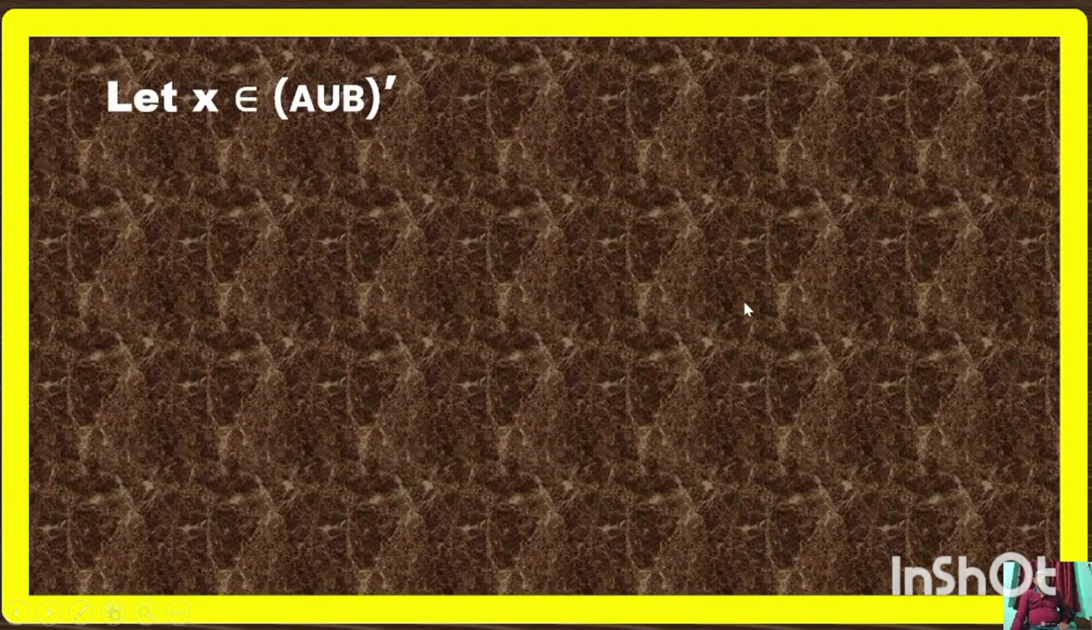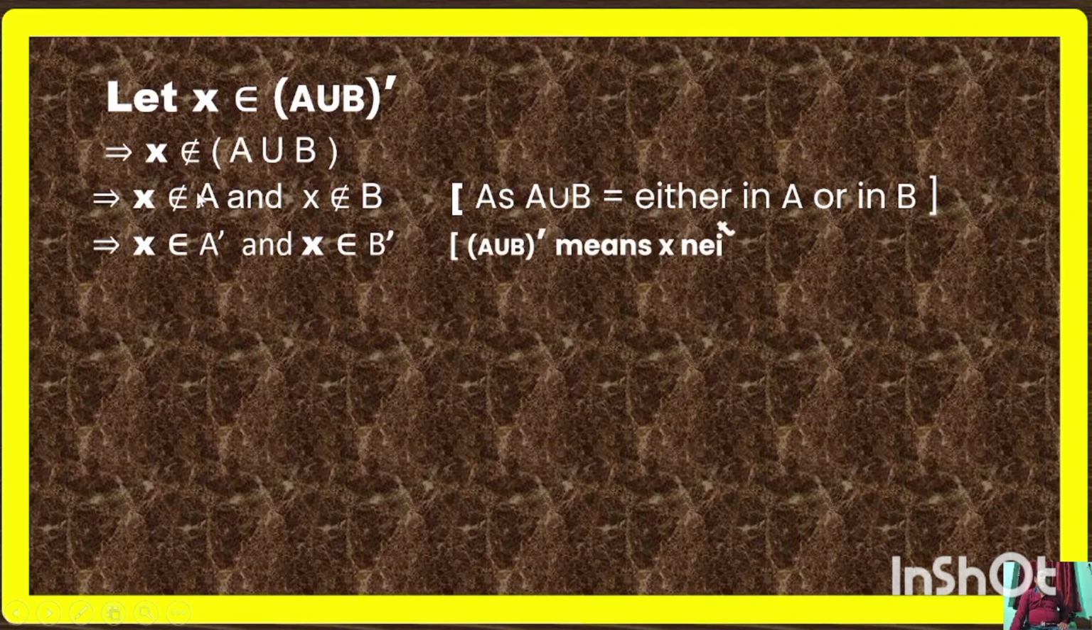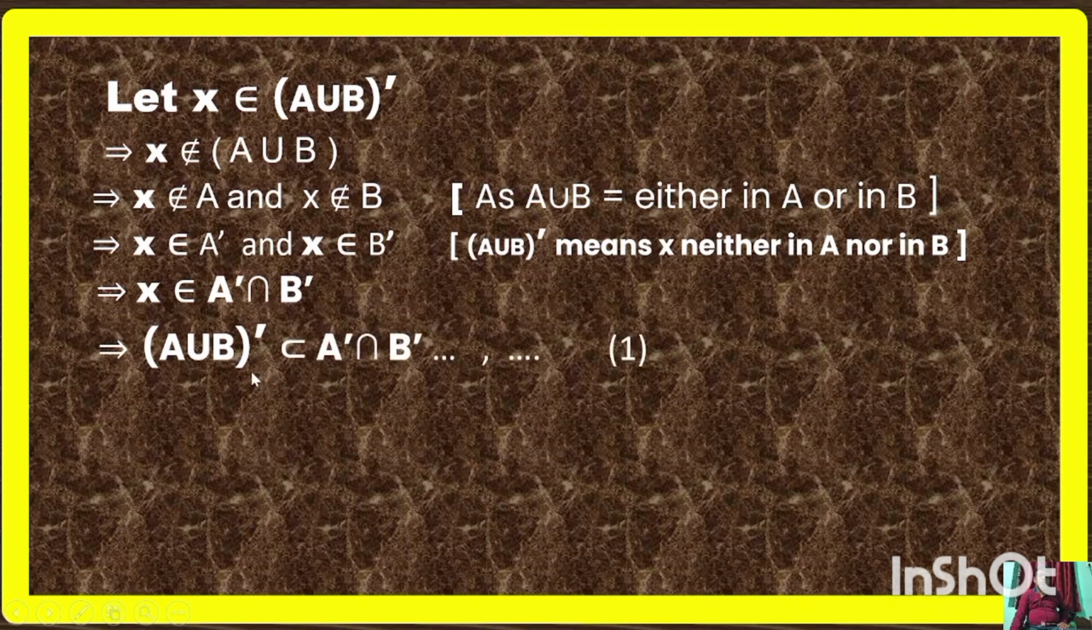Let X belong to (A union B) whole dash. If X belongs to (A union B) whole dash, it means the complement of A union B. It means X does not belong to A union B, according to the definition of complementary sets. Those elements are in (A union B) whole dash, so they are not in A union B. Since X does not belong to A union B, X does not belong to A and X does not belong to B. If X does not belong to A, then X belongs to A dash, and X belongs to B dash. It means X belongs to A dash intersection B dash. Thus we get (A union B) whole dash is a subset of A dash intersection B dash.